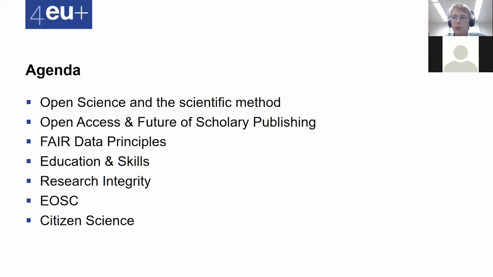Today, we will talk about open science in a very generic way. We will talk a bit about open science and the scientific method, about open access and the future of scholarly publishing, then a little bit about FAIR data principles, which are important as well. We will mention education and skills, research integrity, a new topic, the European Open Science Cloud, which will be important in future years. And we will also touch on another new and interesting topic, which is citizen science.